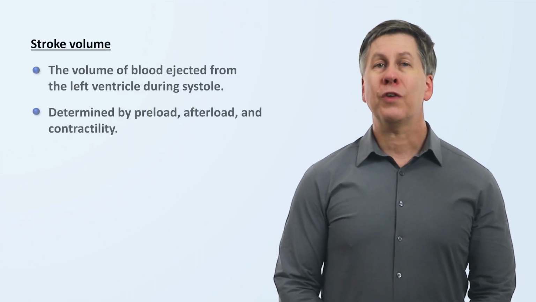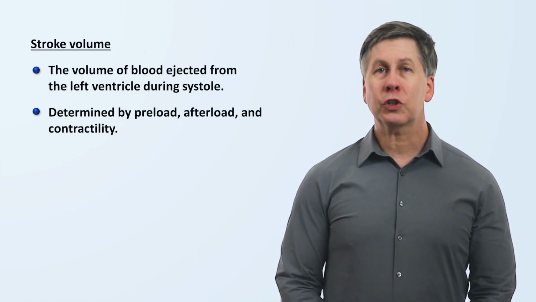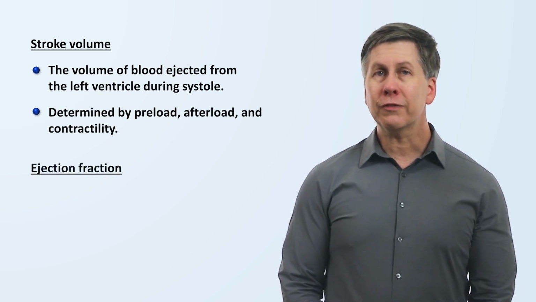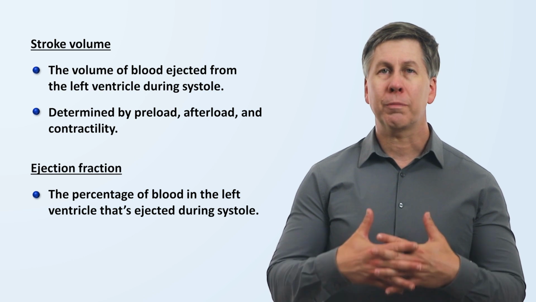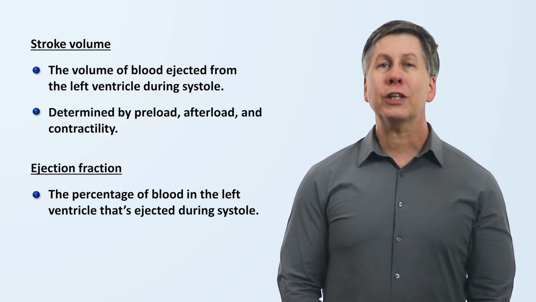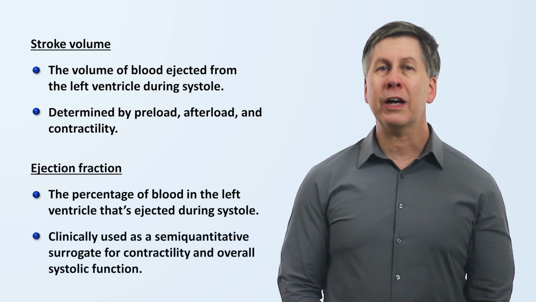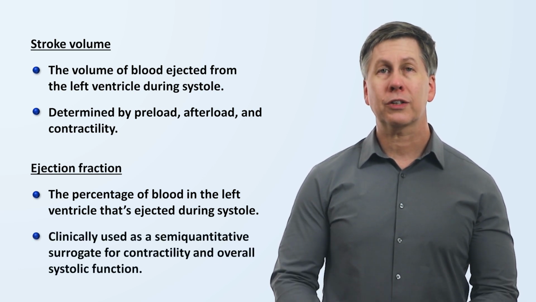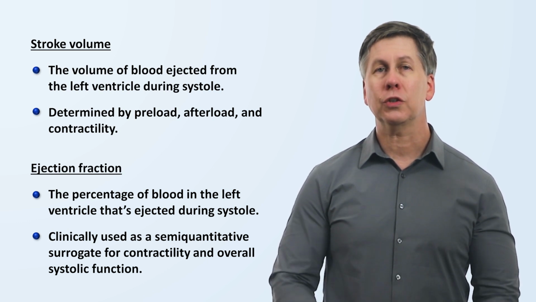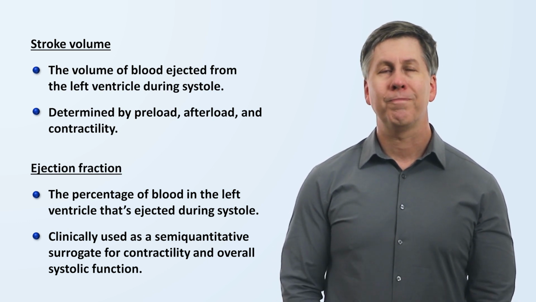So why do we care about preload, afterload, and contractility? We care because they are the determinants of stroke volume, which is the volume of blood ejected from the left ventricle during systole. Stroke volume is related to the ejection fraction, which is the percentage of blood in the left ventricle that's ejected during systole. Ejection fraction is clinically used as a semi-quantitative surrogate for contractility and overall systolic function, although we're going to get back to that issue a little bit later in this video.